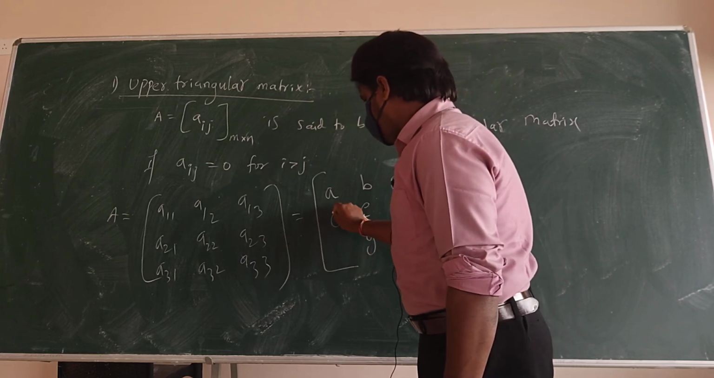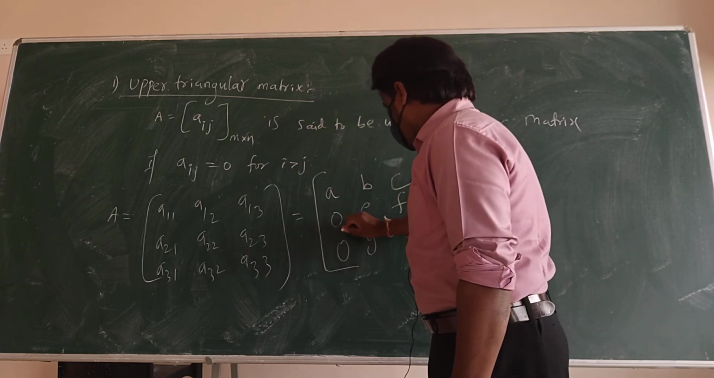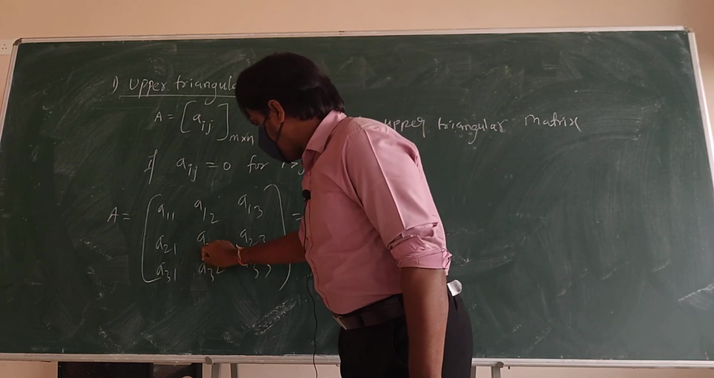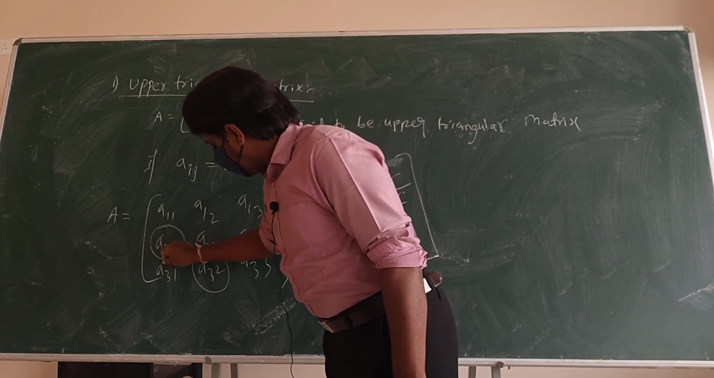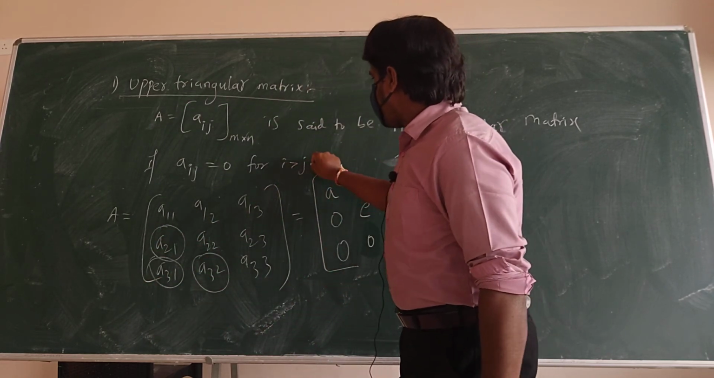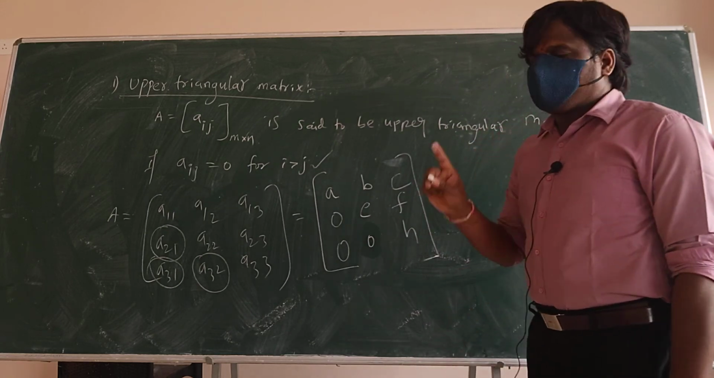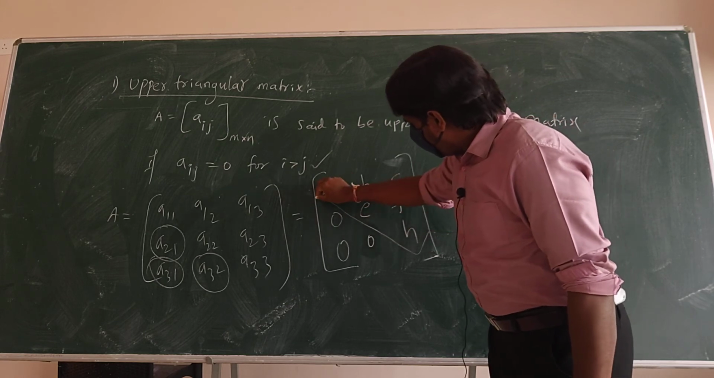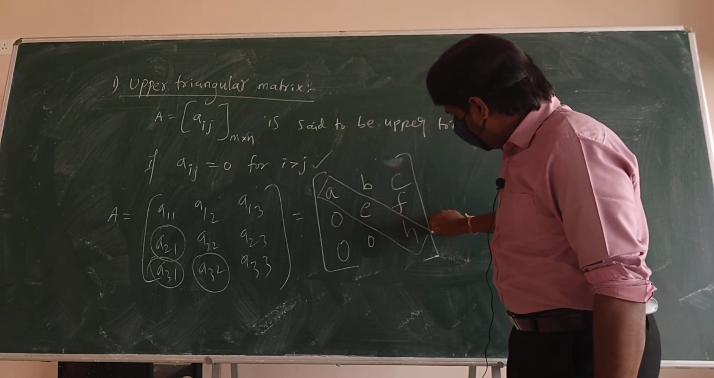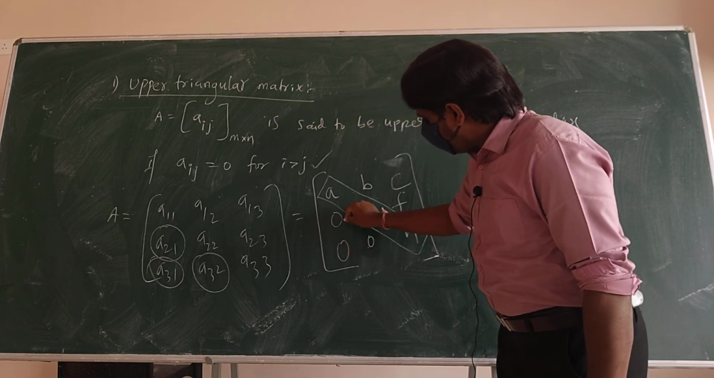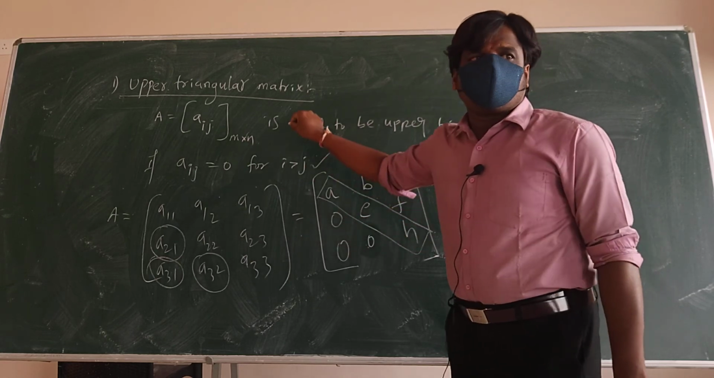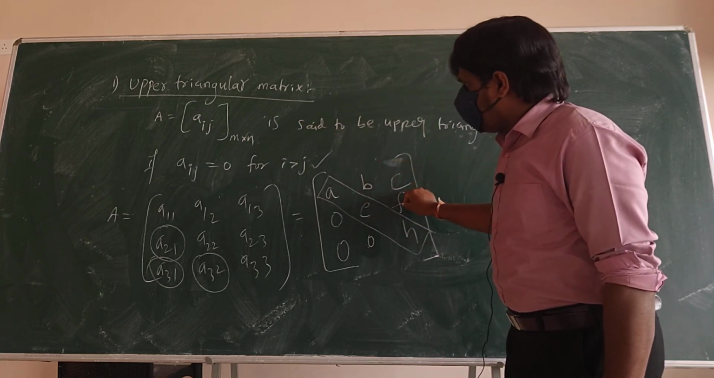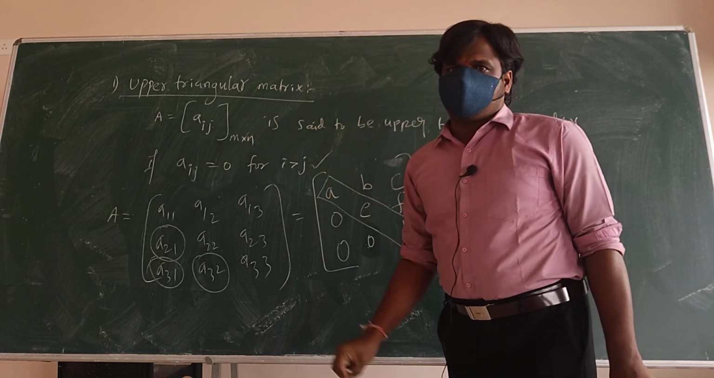But these points are 0, because in this case I is greater than j. If I want to say it simply, take the principal diagonal: if below the principal diagonal all elements are 0, then it is an upper triangular matrix. If above the principal diagonal all elements are 0, then it is a lower triangular matrix.